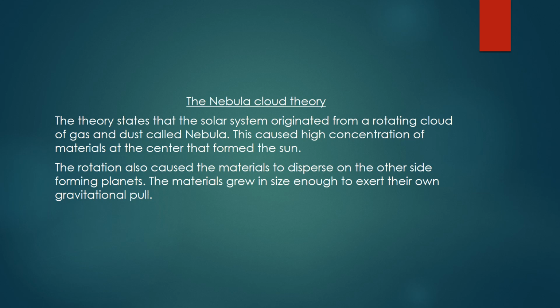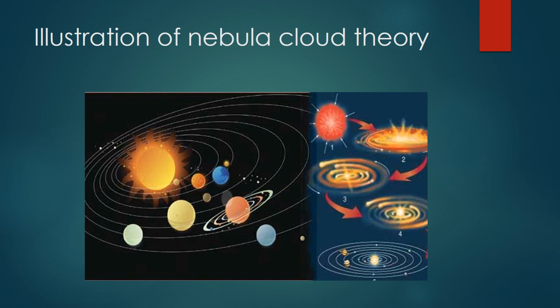This theory states that the solar system originated from a rotating cloud of gas and dust called nebula. This caused high concentration of materials at the center that formed the Sun. The rotation also caused the materials to disperse on the other side, forming planets. The materials grew in size enough to exert their own gravitational pull. And then on this page you have an illustration of the nebula cloud theory.